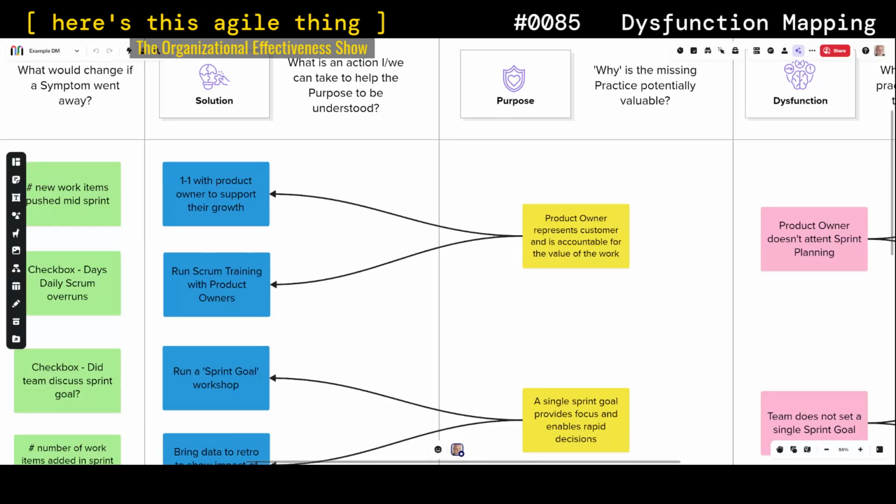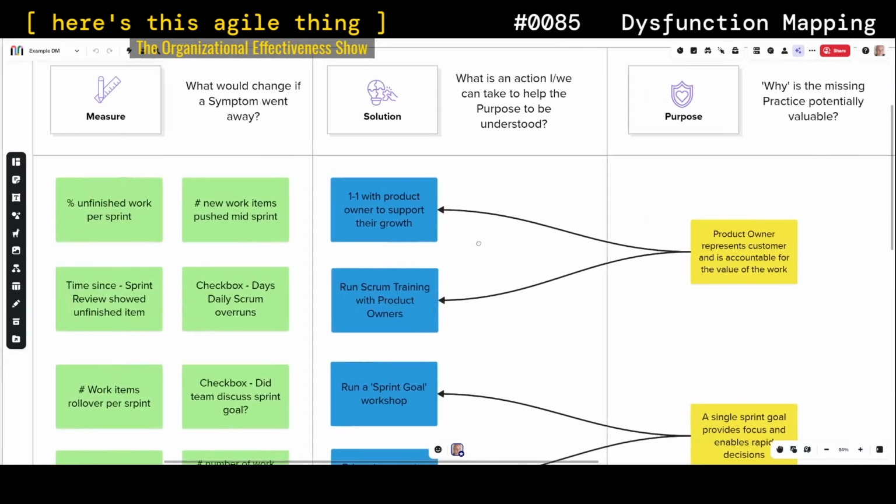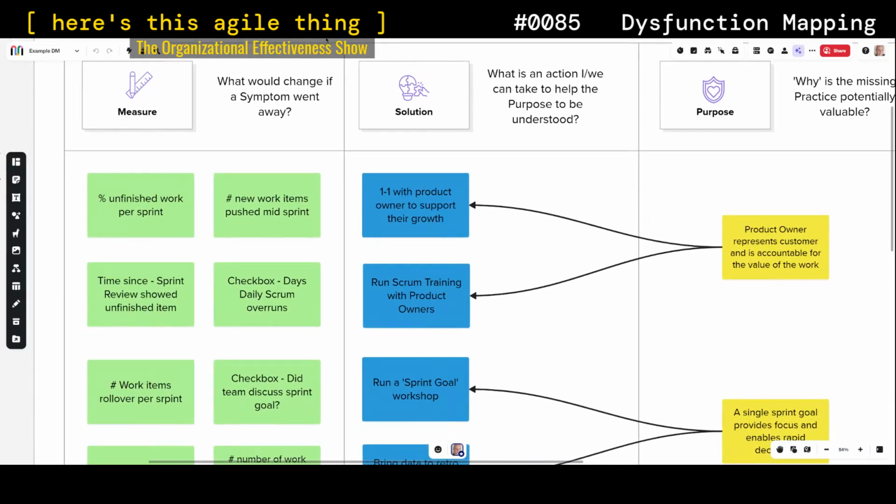I would probably not just do one time with a product owner. I would start actively coaching the product owner and actively coaching the team to set expectations, something like that. Yeah, I'd go even further, because this conversation has come up more than once in a workshop.